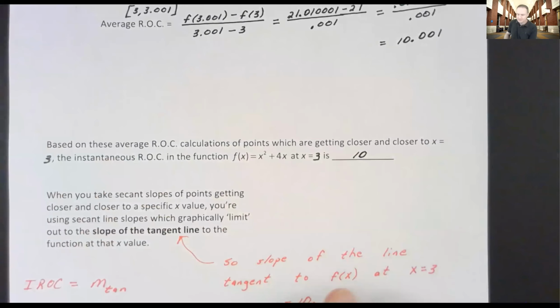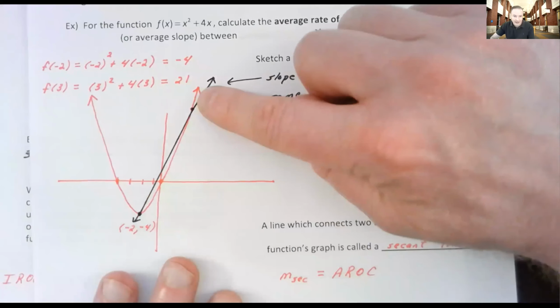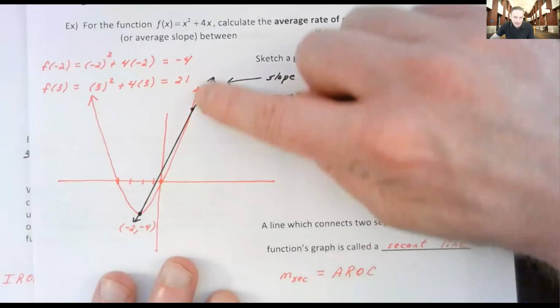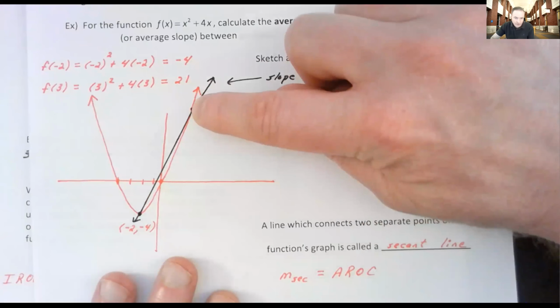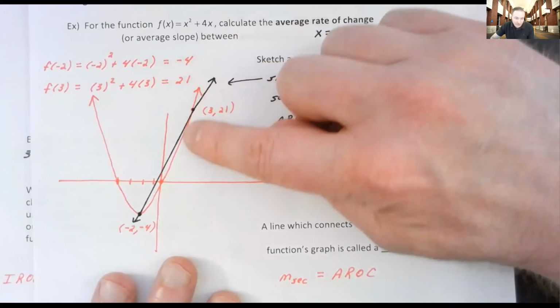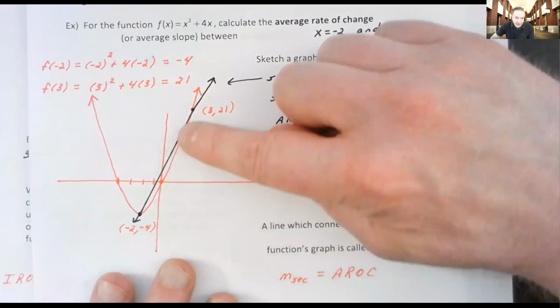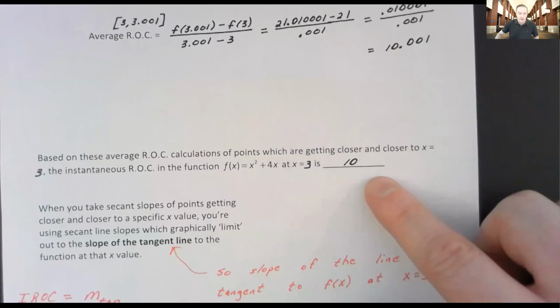So now, if I wanted to go back to my previous graph, I could draw in a line tangent to this curve. I didn't, but if I wanted to draw a line that just touches this quadratic at one point, and it takes on that slope forever and ever, it would be a line with slope 10. That's what we just determined right here.